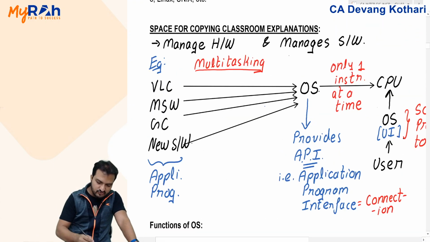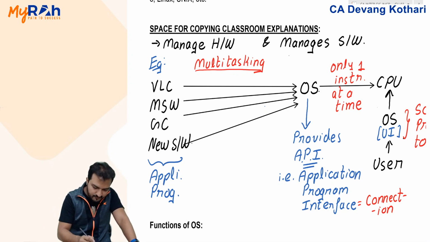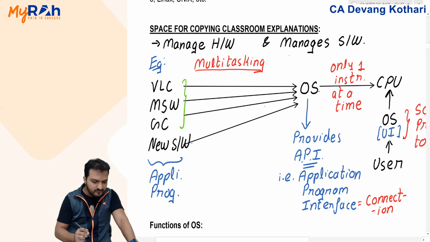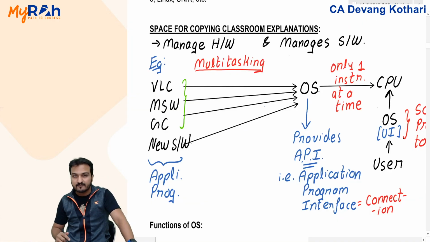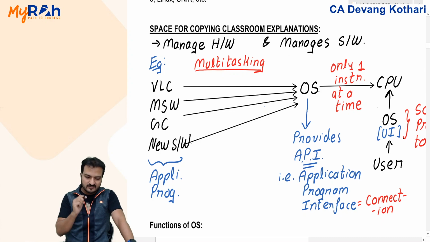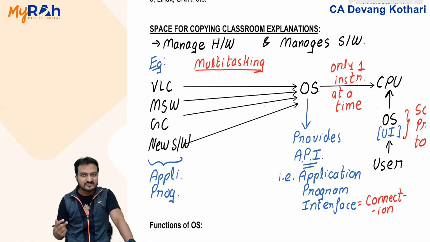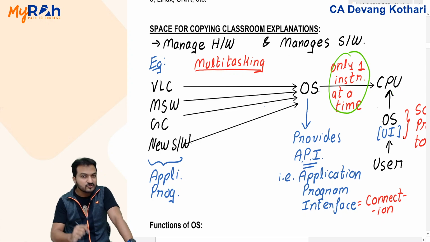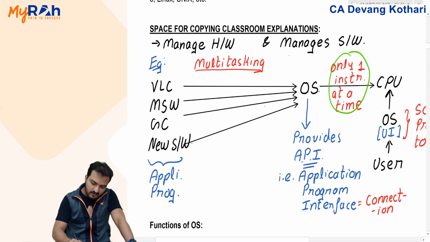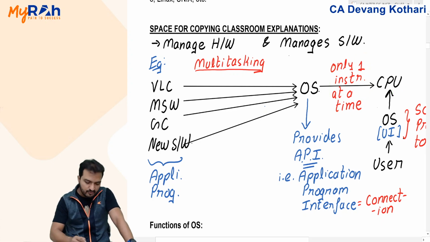If three different softwares I am using on my computer at a time, then all three softwares will be giving instructions to the CPU at a time. Now, if all three softwares are simultaneously giving instructions to the CPU, this can't happen because the CPU can process only one instruction at a time. So how does a computer run three programs at a time? It is possible because of the operating system.